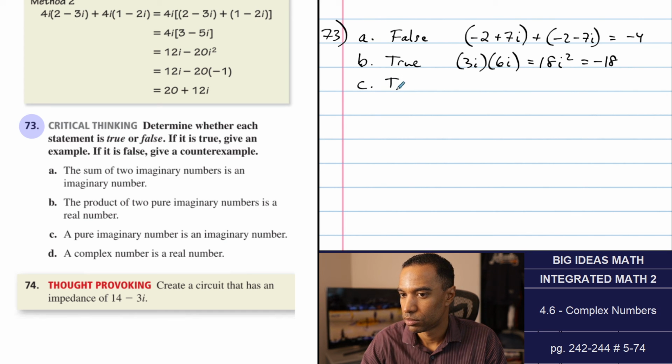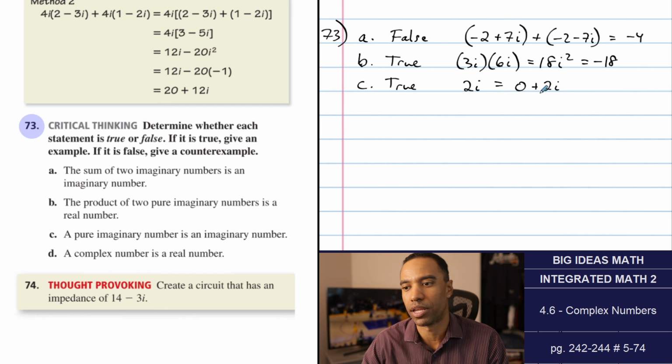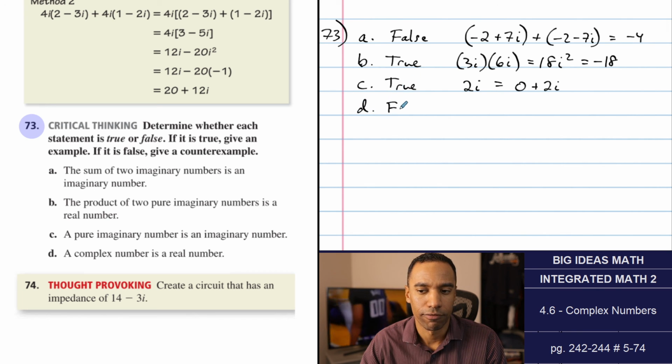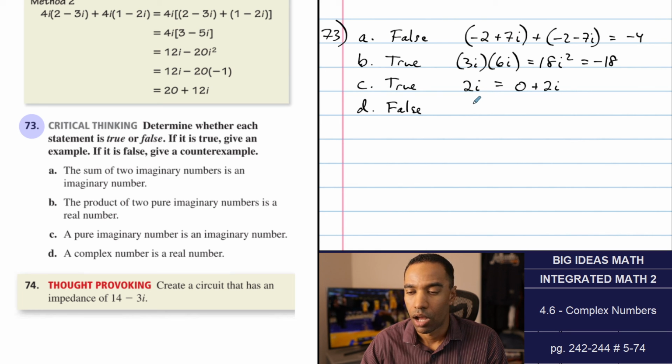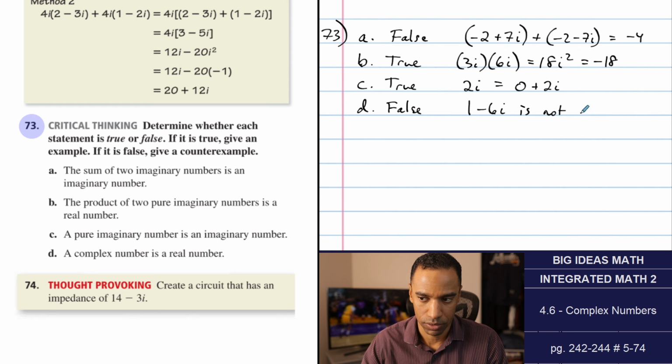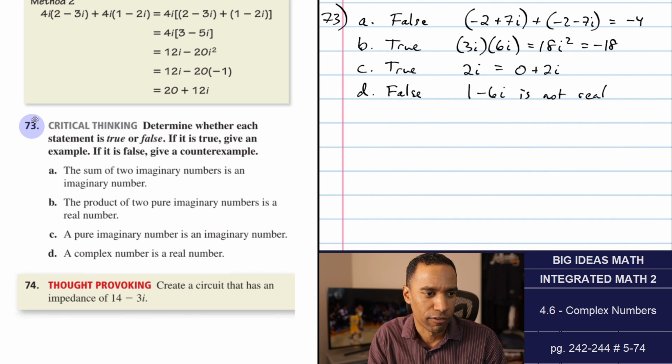C, a pure imaginary number is an imaginary number. True. As an example, 2i equals 0 plus 2i. When it comes to imaginary, even with the real part being zero, it still works out. D, a complex number is a real number. False. Every real number is a complex number. Not every complex number is a real number. So a complex number such as 1 minus 6i is not real. Okay. That was very open-ended for what you could say there.